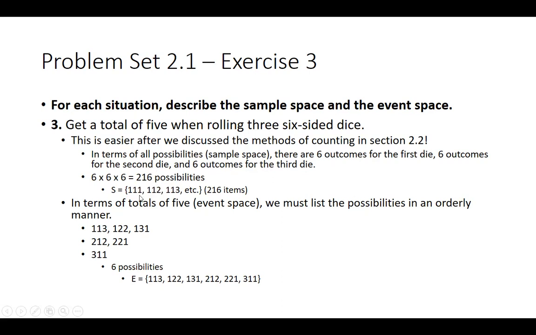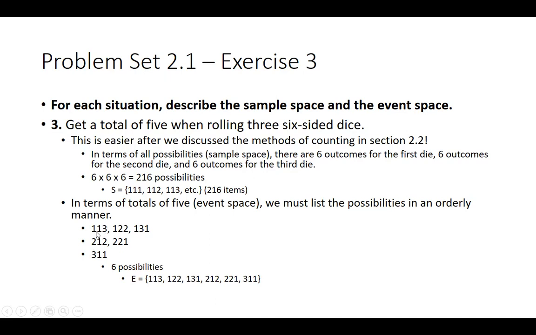They would be 111, 112, 113, 114, etc., all of the different combinations that we can get rolling 3 6-sided dice. Now, in terms of totals of 5, that would be our event space, what we're actually interested in. We must list the possibilities in an orderly manner. We can list out all the ways to get a total of 5.